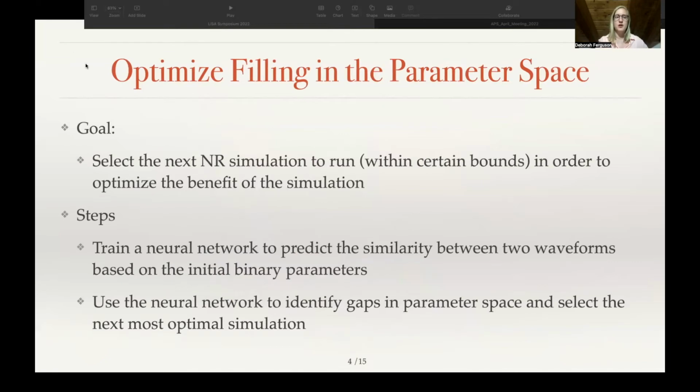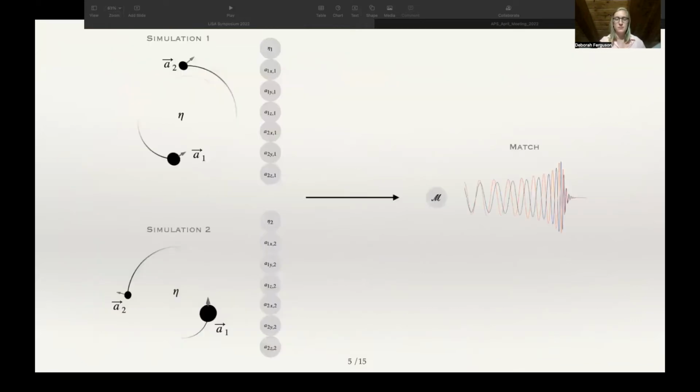So what is the goal of this project? We want to optimize how we fill in this parameter space. We want to select the next NR simulation to run within given bounds in order to optimize the benefit of that simulation. So how are we doing this? We train a neural network to predict the similarity between two waveforms based on the initial binary parameters. To quantify that similarity, we use the match. Then the next step is to use that neural network to identify gaps in the parameter space and select the next most optimal simulation.